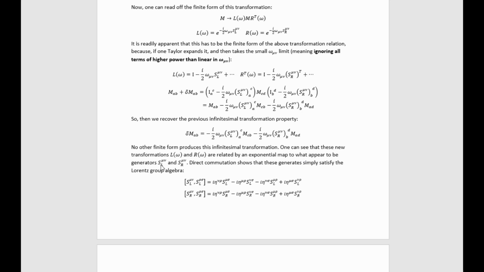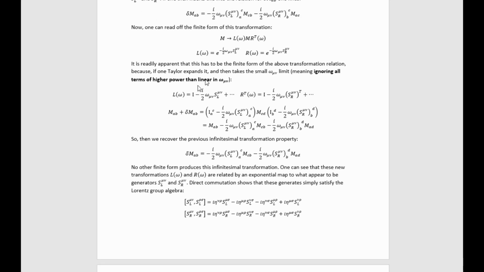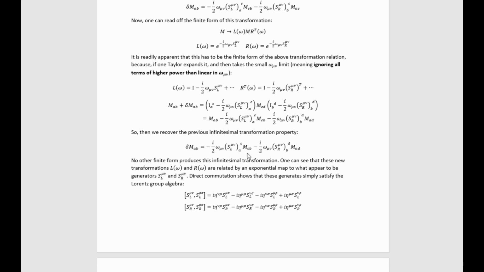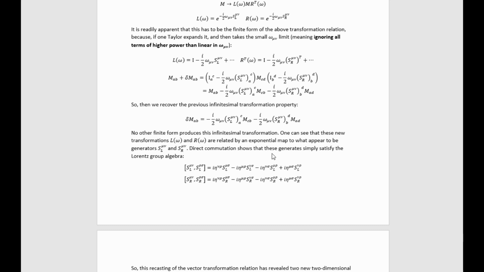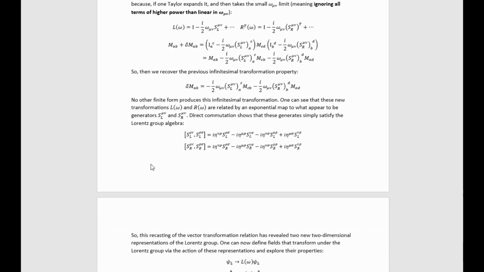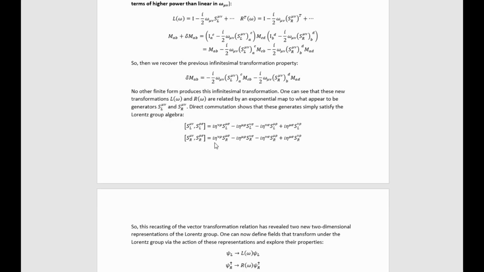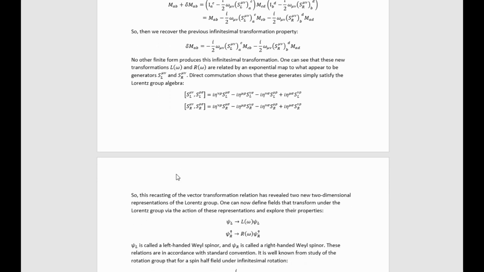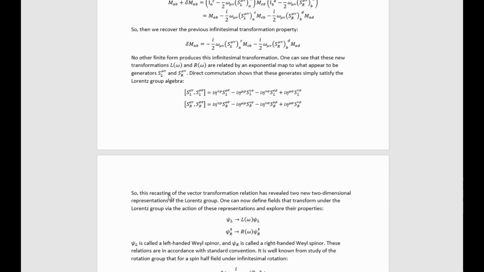These tensors SL mu nu and SR mu nu look weirdly like generators when you look at them in these new L of omega and R of omega expressions. It looks like they're generators of some Lie group. Direct commutation shows that these generators simply satisfy the Lorentz group algebra. So in fact, they are just generators of two new representations of the Lorentz group. So this recasting of the vector transformation relation has revealed two new two-dimensional representations of the Lorentz group.